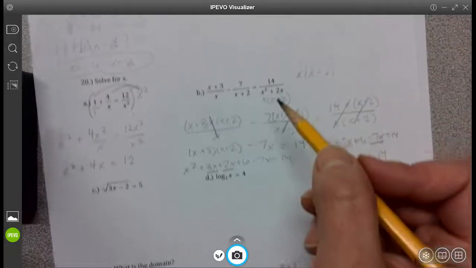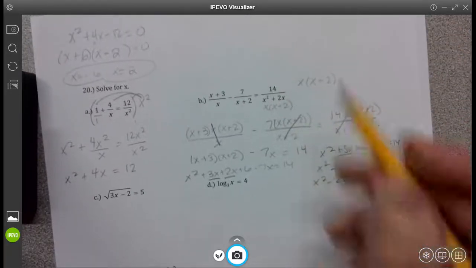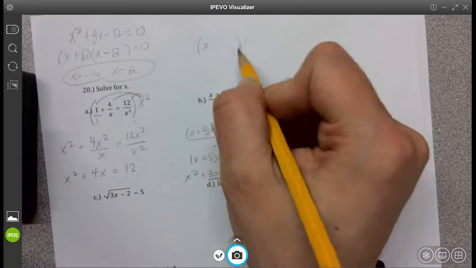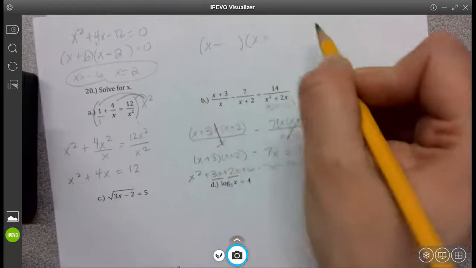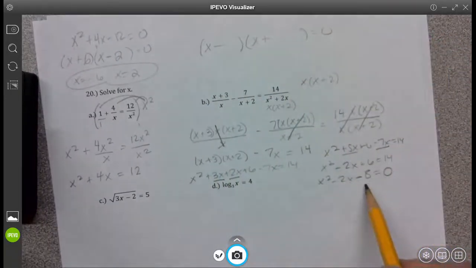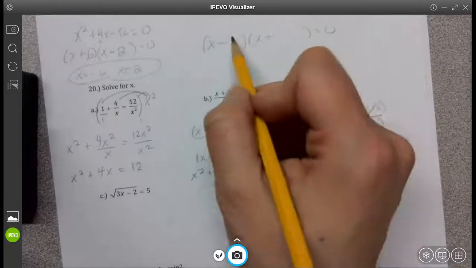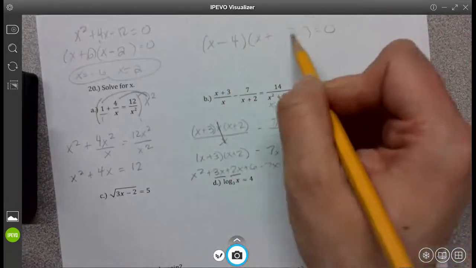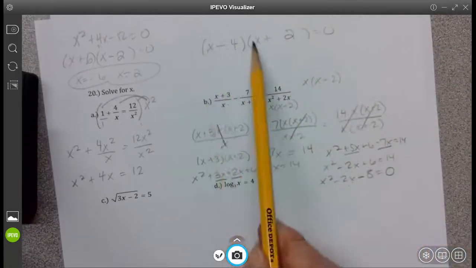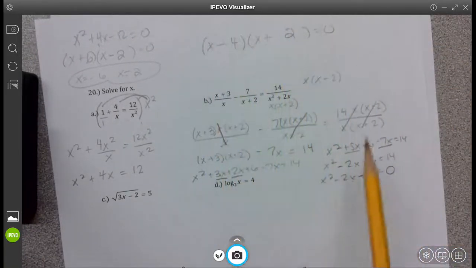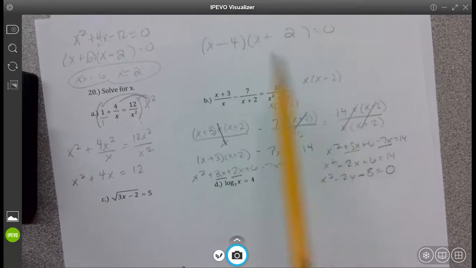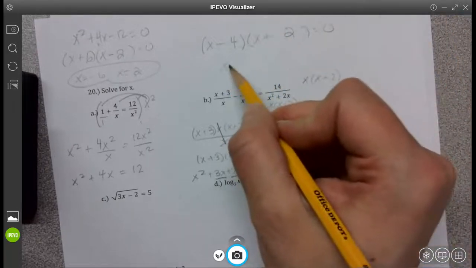Okay, what are factors of 8 that give you 2? So one's going to be a positive, one's going to be a negative. Factors of 8 are 4 and 2. Does that give you 2? Yep. So let's do negative 4 and a positive 2. So x squared, yes. 2x, negative, yep. Okay, so solve.